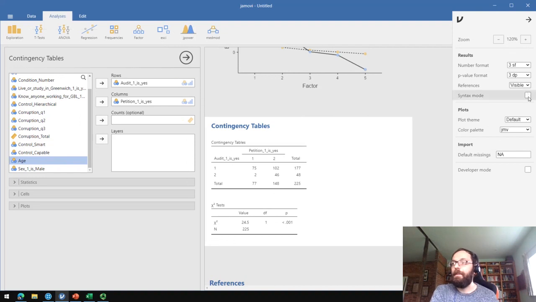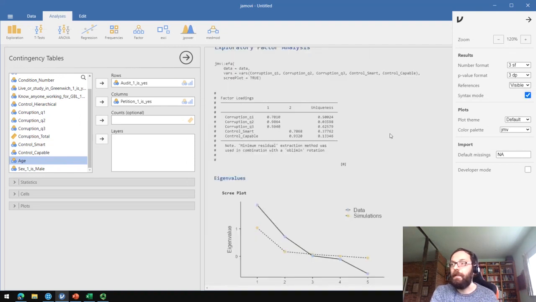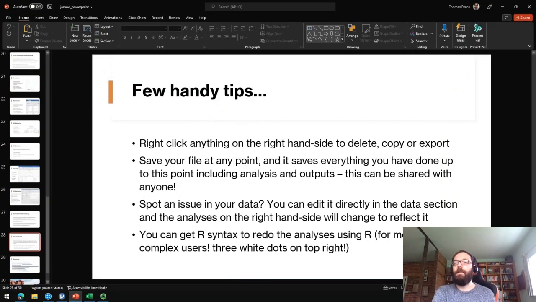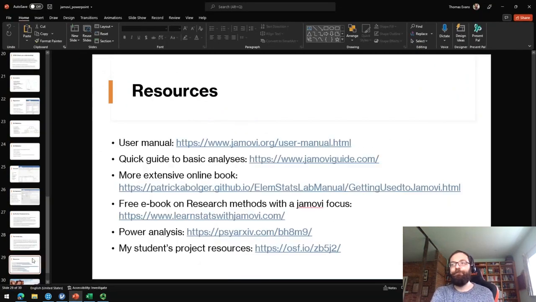You can also look at syntax mode, and you can see here that you will be given information that can be run through R as well, which will reproduce the analyses presented here. So lots of options, lots of more complex ways in which you can enrich your analyses using Jamovi.